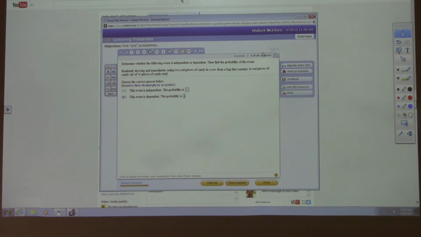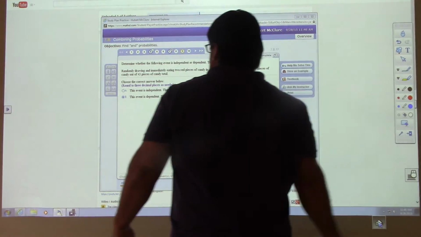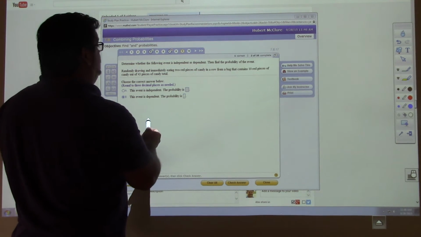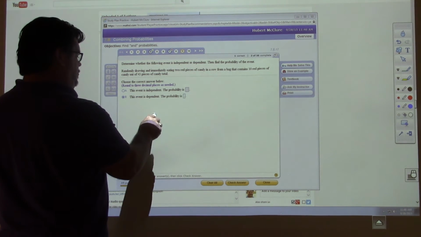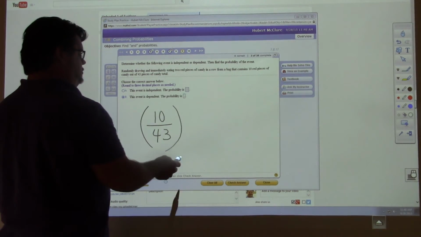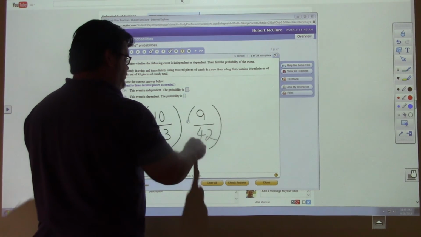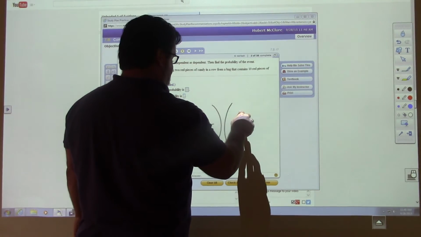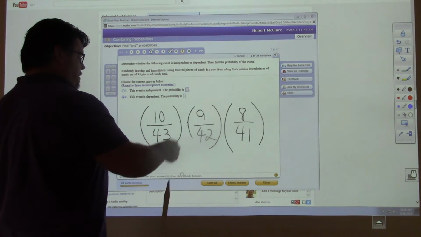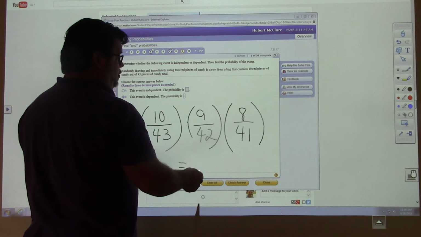I'll write it on the board so everybody will have it, since nobody wants to participate. I'll just do it. Okay. So we're at 10 out of 43. That's the first draw. Times 9 out of 42. That's the second draw. And then 8 out of 41. And when you do all of that math, you need 4 decimal places so I can round.